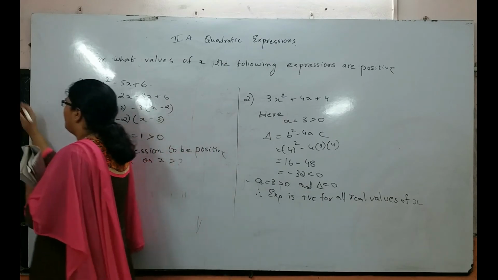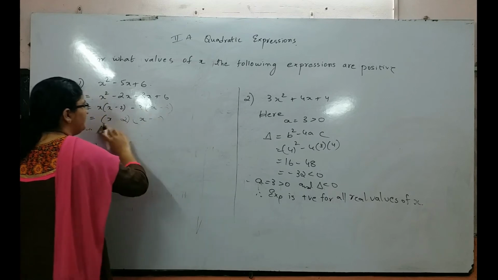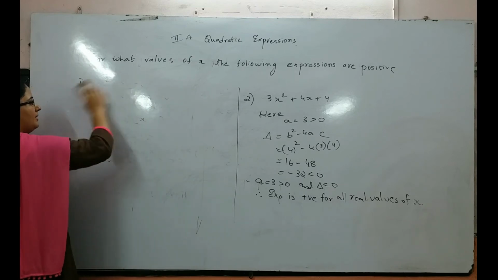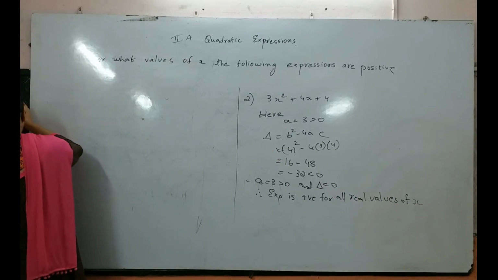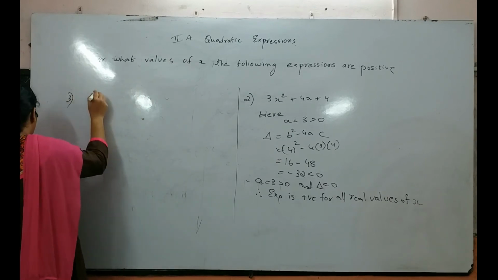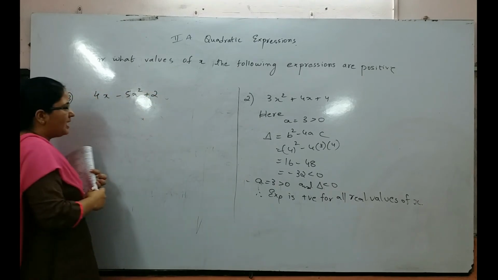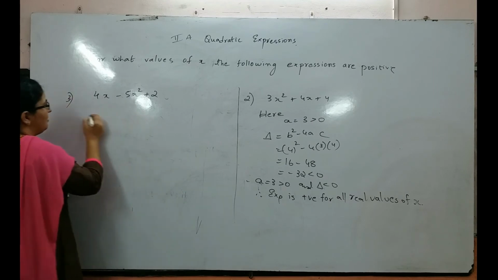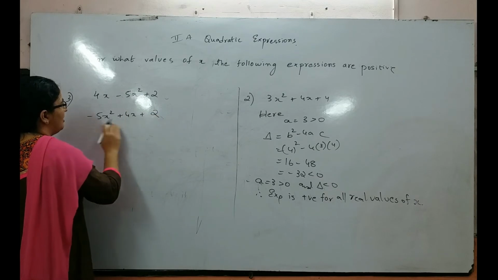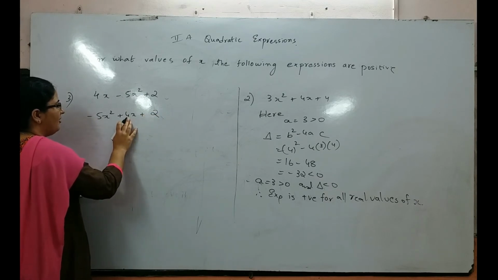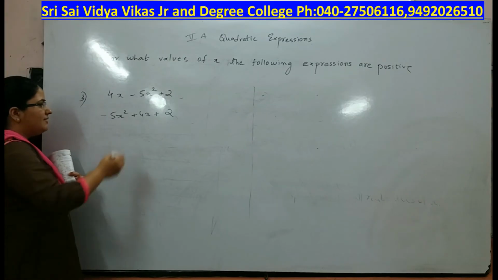Let us go to the third problem. 4x minus 5x square plus 2. Let us factorize this. Minus 5x square plus 4x plus 2. 5 2s are 10 and here you have 4. How can you get it? Let us factorize this, children.